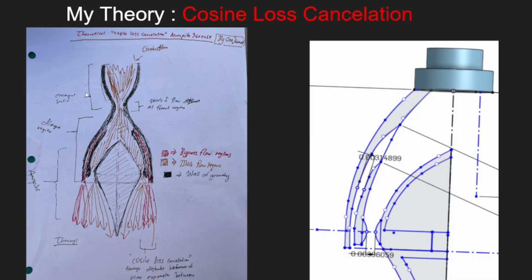Now, I thought of an idea which I call cosine loss cancellation. Essentially, you can see in this picture, here is our input, our combustion chamber.